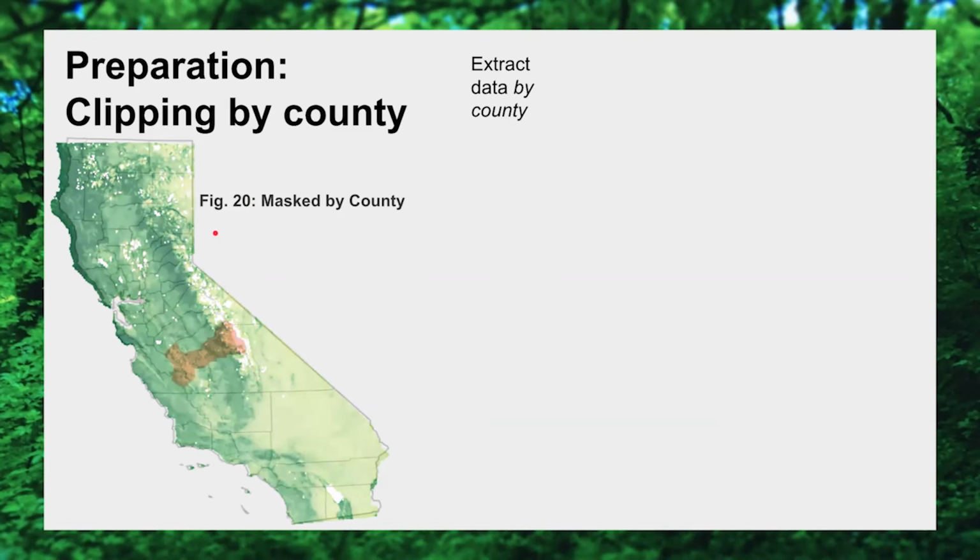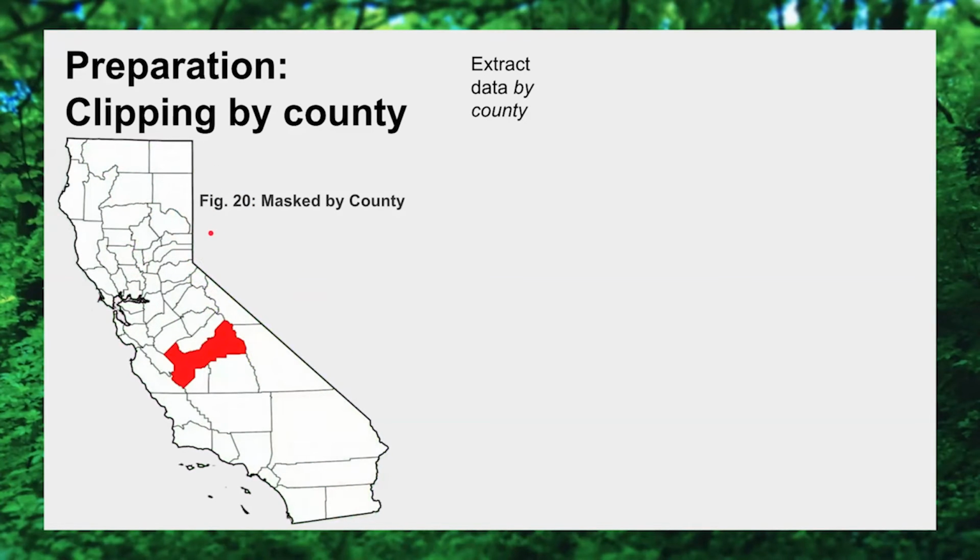So what we decided to do was to treat it instead as 58 regions in a separate data set. We call this the data by county. So we actually use the exact same technique of clipping.